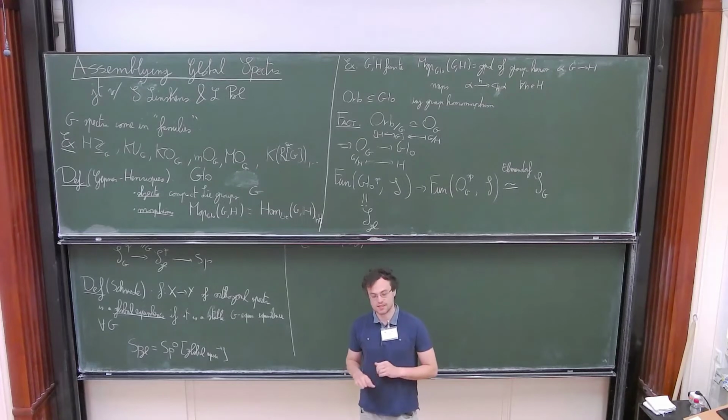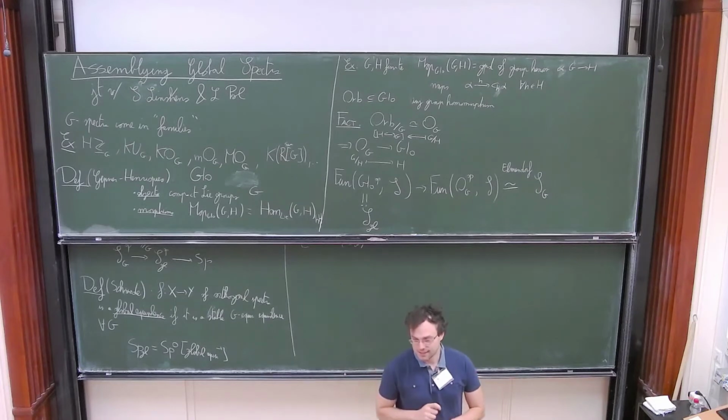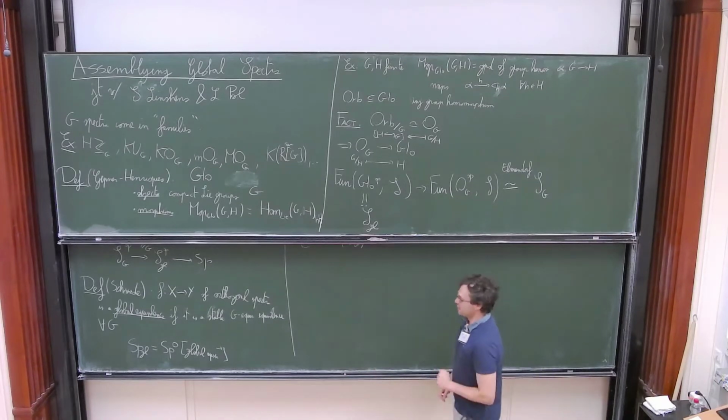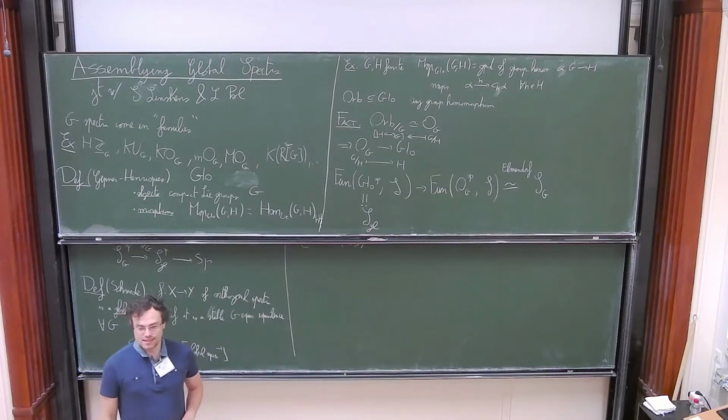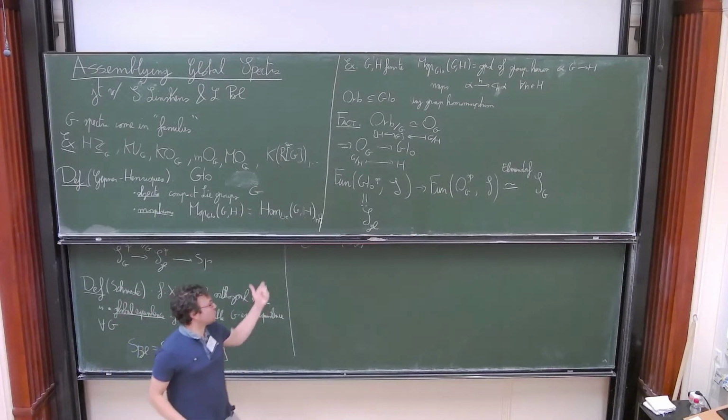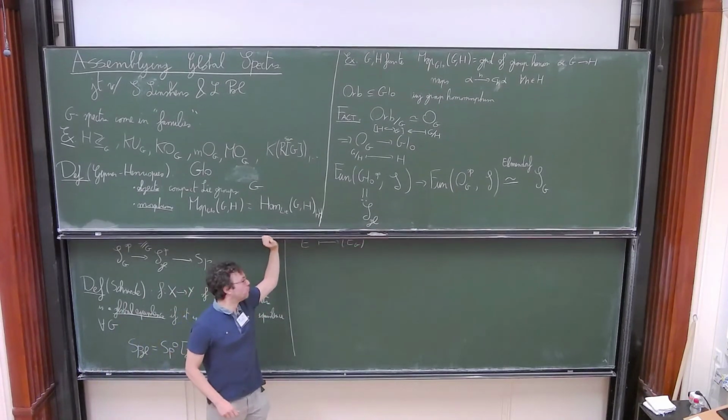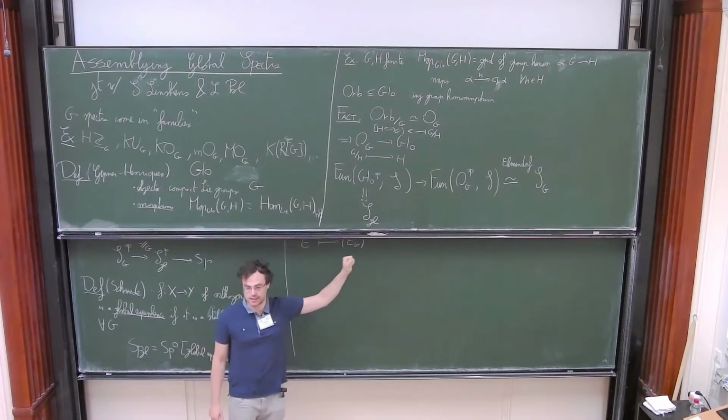There are many things where you have families of compatible spectra and you'd like to say this is a global spectrum, but so far you have to write something down. But okay, the intuition is that the datum of a global spectrum, as I said, should be the datum of all these EGs plus some compatibilities.